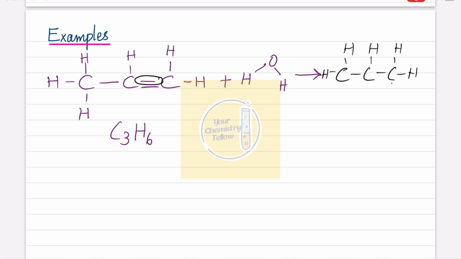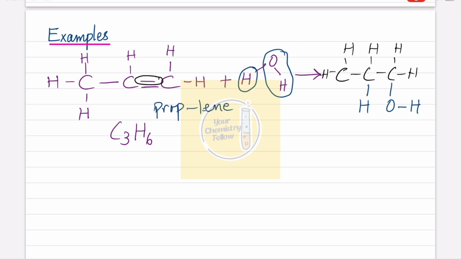I will show the new 2 bonds with the blue pen. A hydrogen atom from steam will be added to one carbon atom and hydroxyl will be added to the other carbon atom. As a result, from prop-1-ene, as the OH group is present on the first carbon atom, propan-1-ol is formed. Also, there is an option that the OH may attach to the second carbon atom.